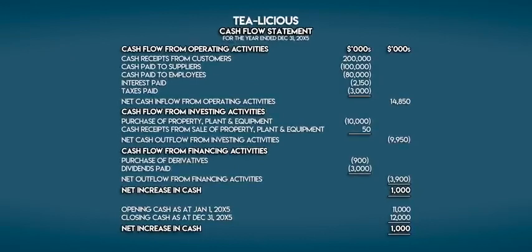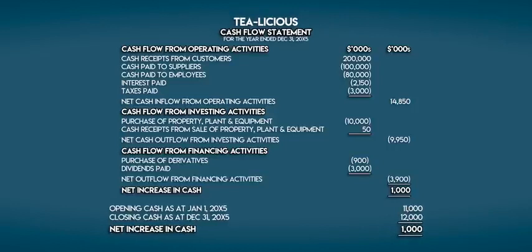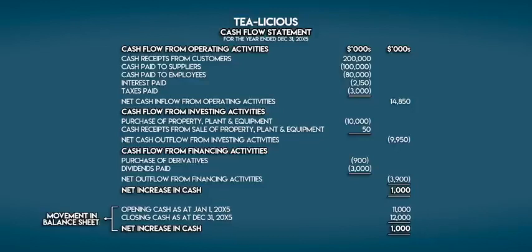A cash flow statement looks like this. In the header, we have the period of time that it relates to, just like we had in the income statement. And in the body, we have two main sections. At the bottom, we have the opening and closing cash balances for the financial year. We get these numbers from the balance sheet. T-Licious started out with $11 million and finished up with $12 million. So overall, that's a net increase in cash of $1 million.